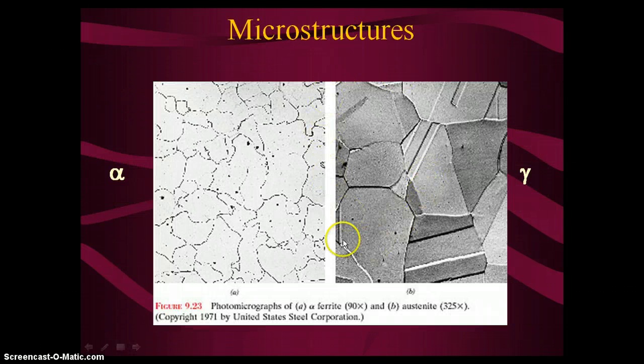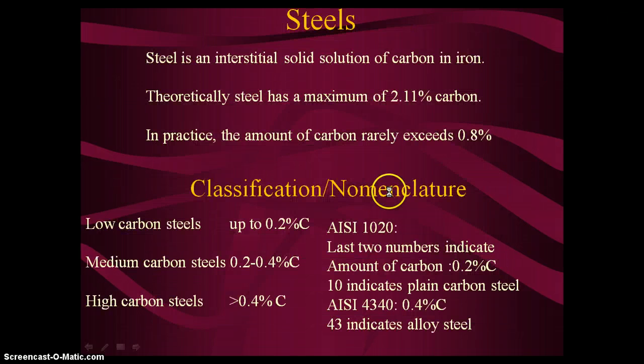This is a simple microstructure photograph of ferrite and austenite structure. Based on these structures, the carbon percentage is classified into low carbon steels, having up to 0.2 percentage of carbon, medium carbon steels, 0.2 to 0.4 percentage of carbon, and above 0.4 percentage of carbon, which is called high carbon steel.